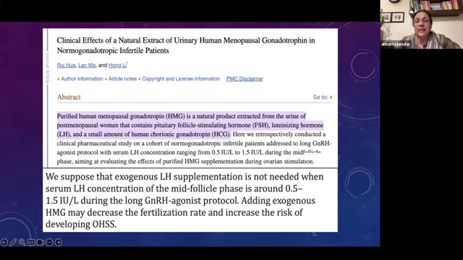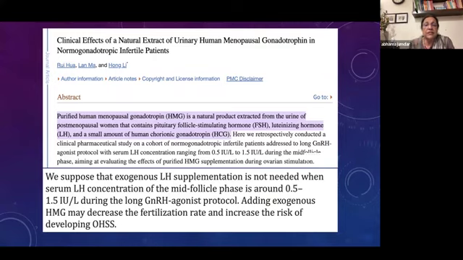So here they conducted a clinical pharmaceutical study on a cohort of normogonadotropic infertile patients, who were put on a long GnRH agonist protocol with serum LH concentrations ranging from 0.5 to 1.5 IU during the mid-follicular phase, aiming at evaluating the effect of purified HMG supplementation during ovarian stimulation.